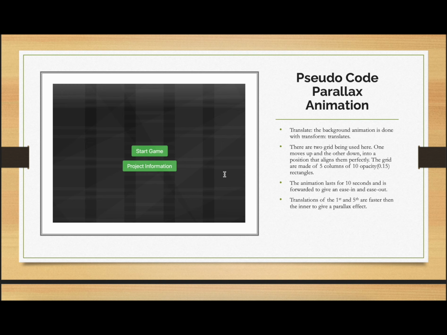So it appears there's multiple shades happening in the background, but in reality, there's only one opacity being used. The first and fifth columns move faster than the 3 inner columns, and the second and fourth columns move faster than the third column, which actually creates the parallax effect.